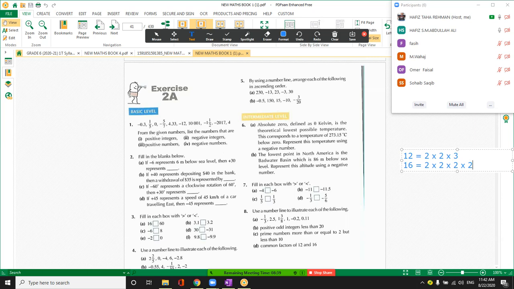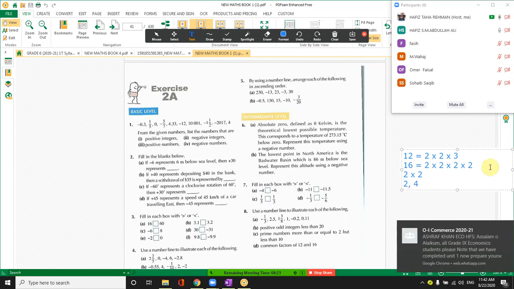What are the common factors of 12 and 16? The common factors are 2 multiplied by 2. It means there are only two numbers which you need to write, either 2 or 2 twos are 4. Because these two numbers are the factors of 12 and 16. Nothing else.